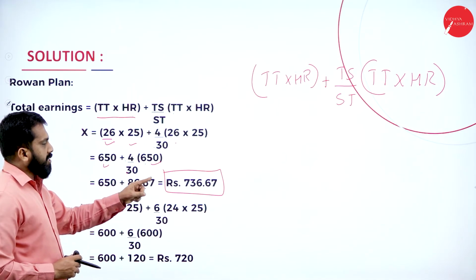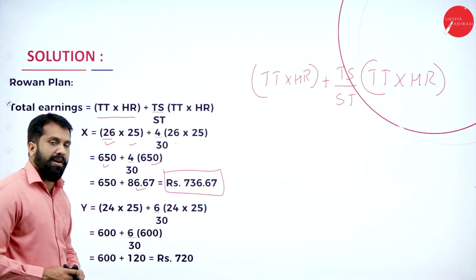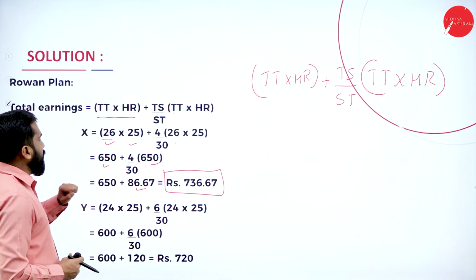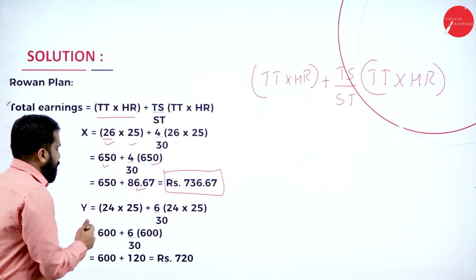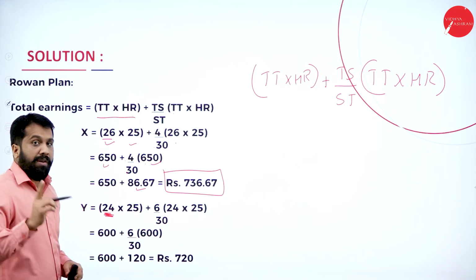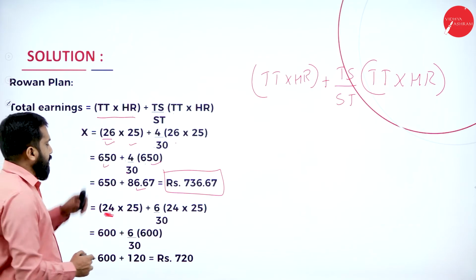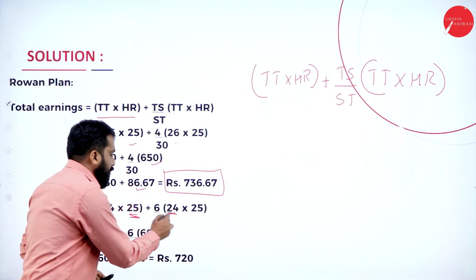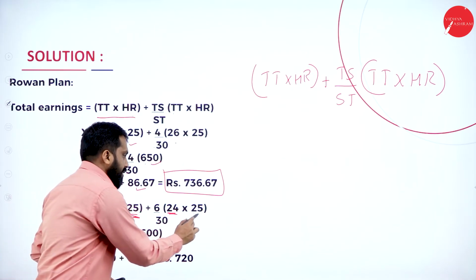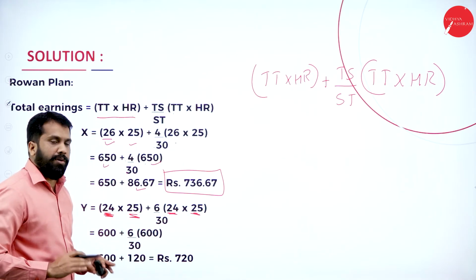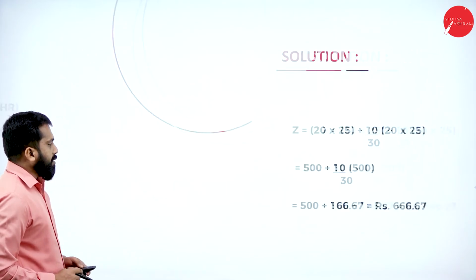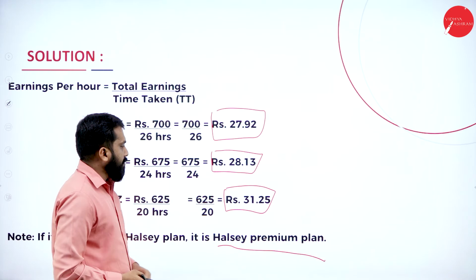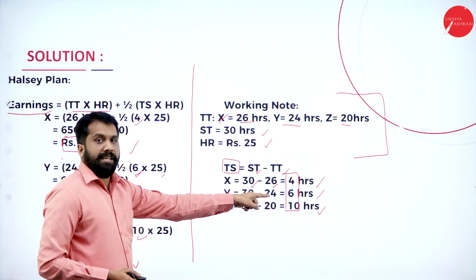The first person will get 736.67. Now, second person, same calculation. He took 26, but he has taken how much? 24. What is the hourly rate? 25. What is time taken? 24. What is hourly rate? 25. Any doubt? No. How much time saved? For him it comes to 6 hours.